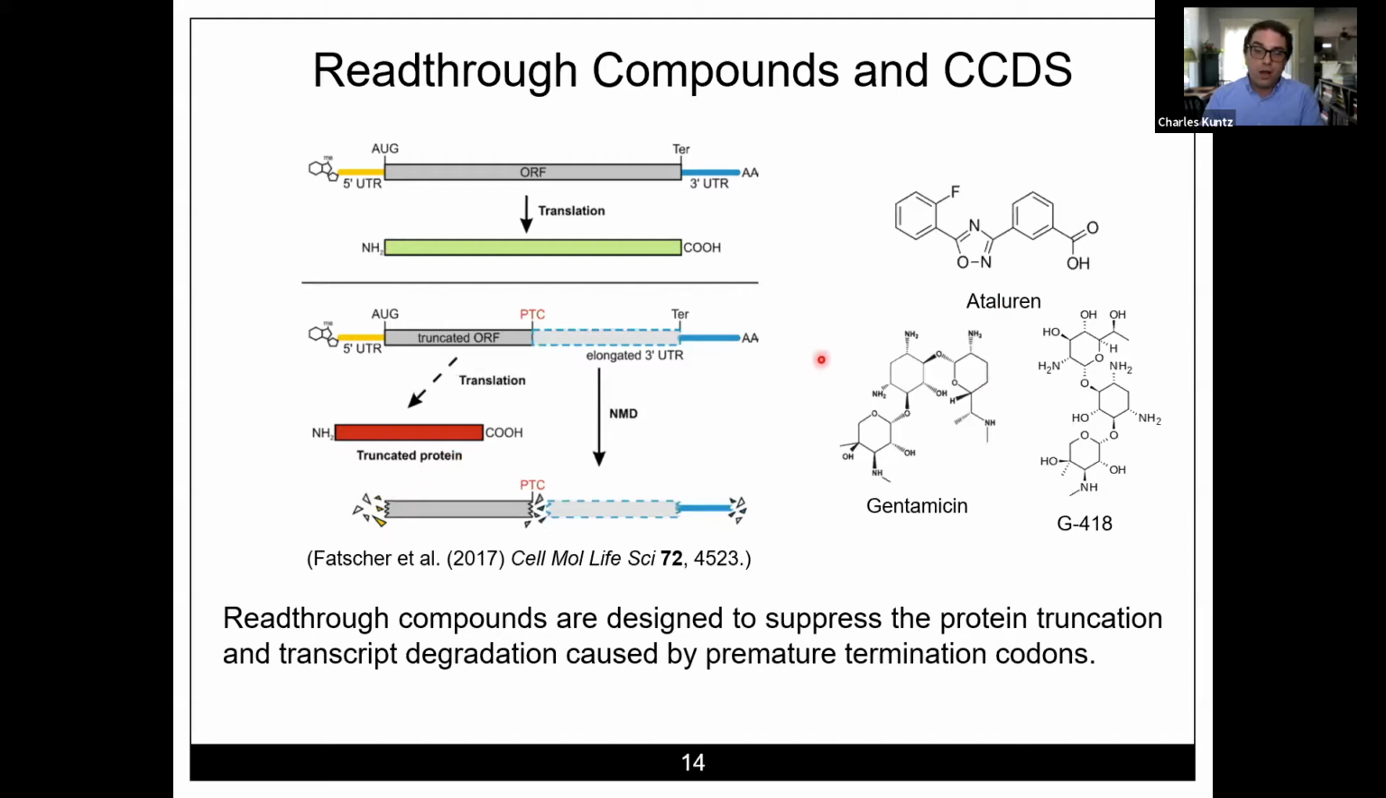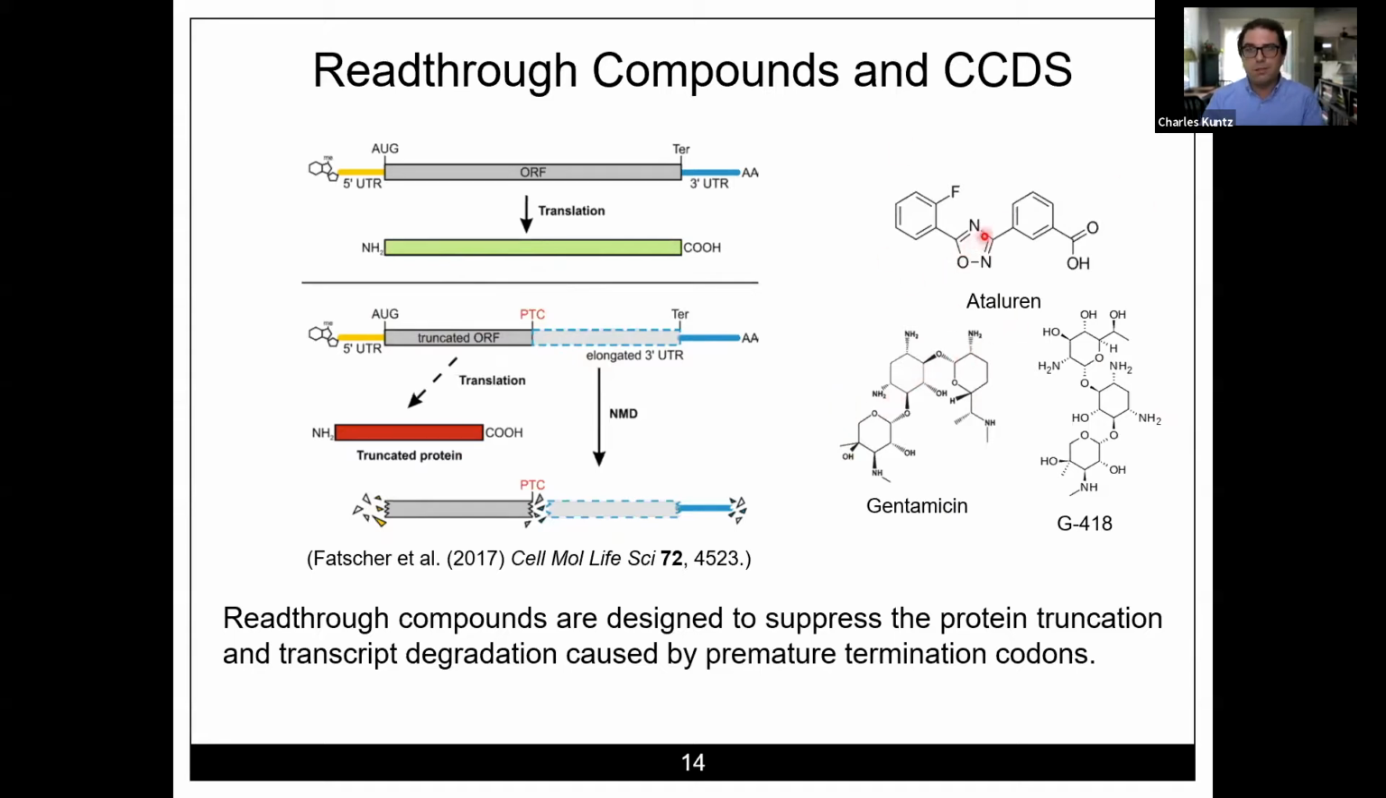So people have thought about ways to address these mutations by tricking the ribosome into basically skipping over these premature termination codons and reading through the message to synthesize a whole protein. And people have done this in the past using antibiotics like gentamicin and G418.